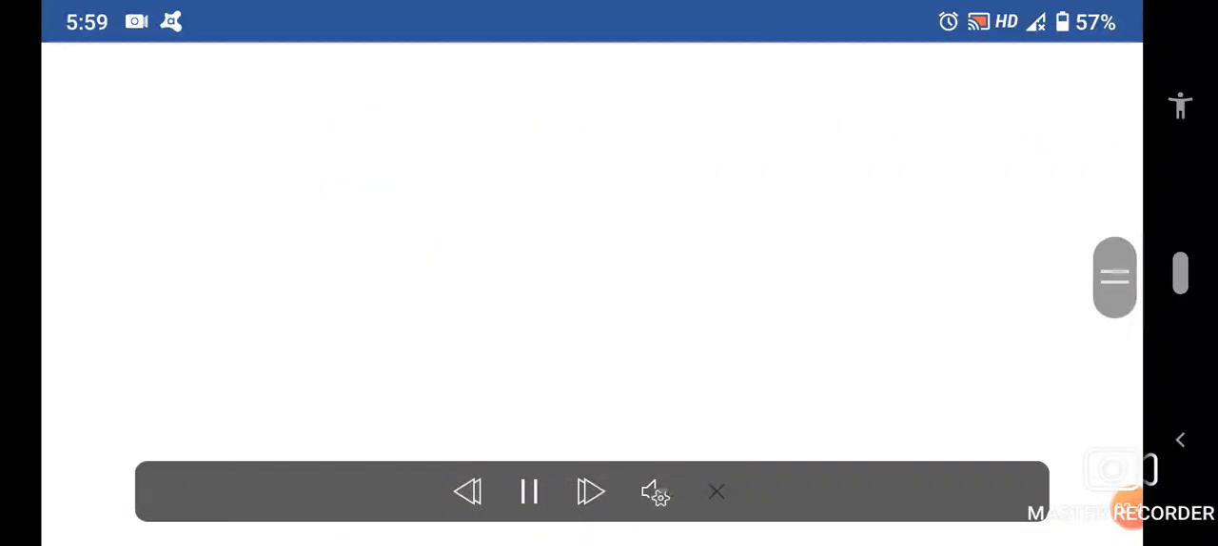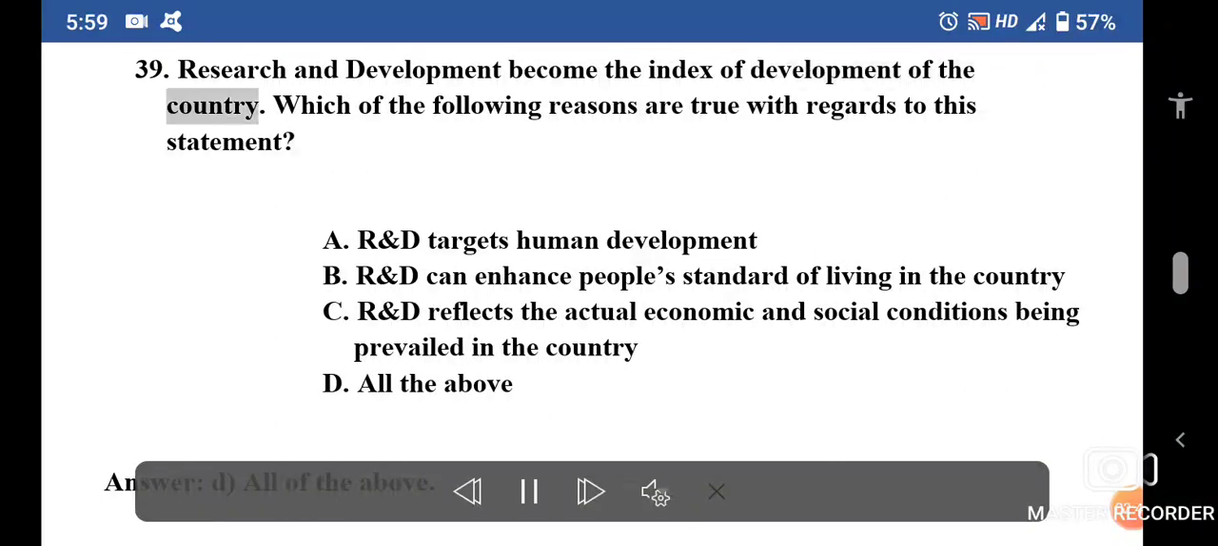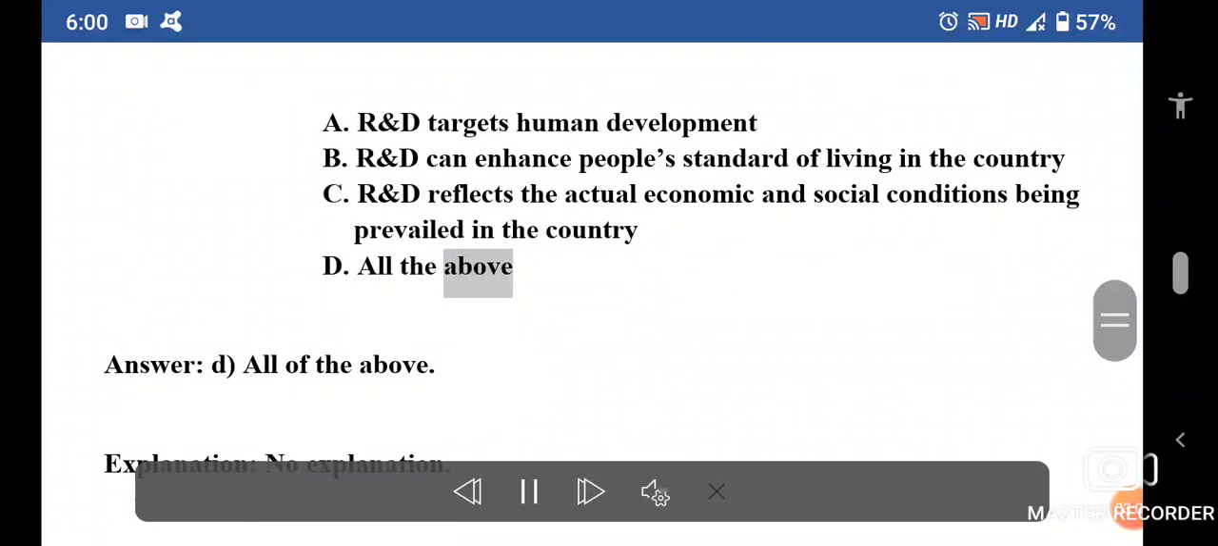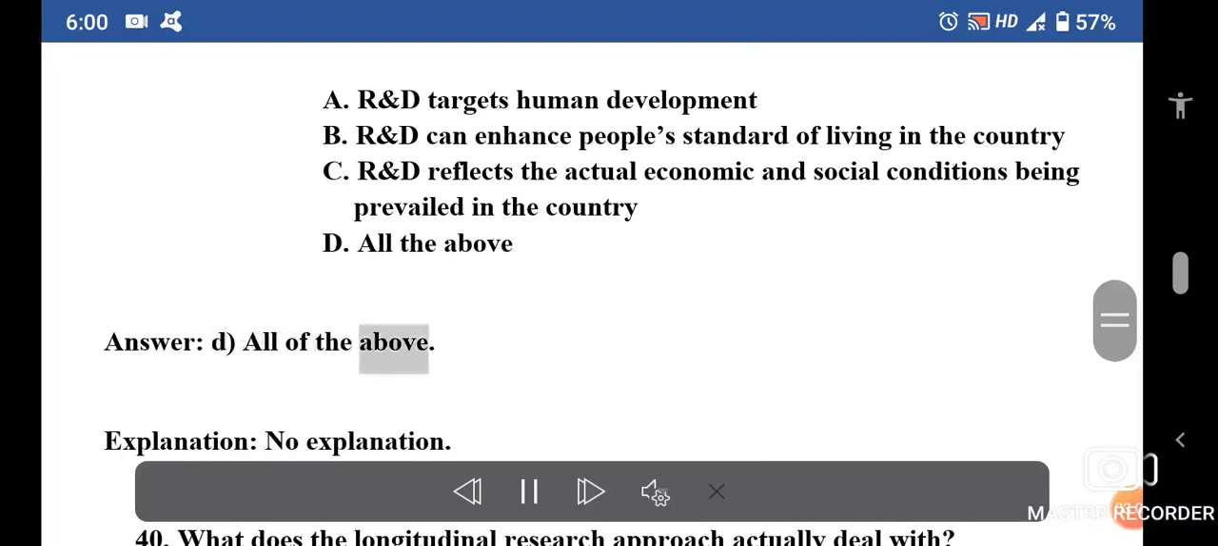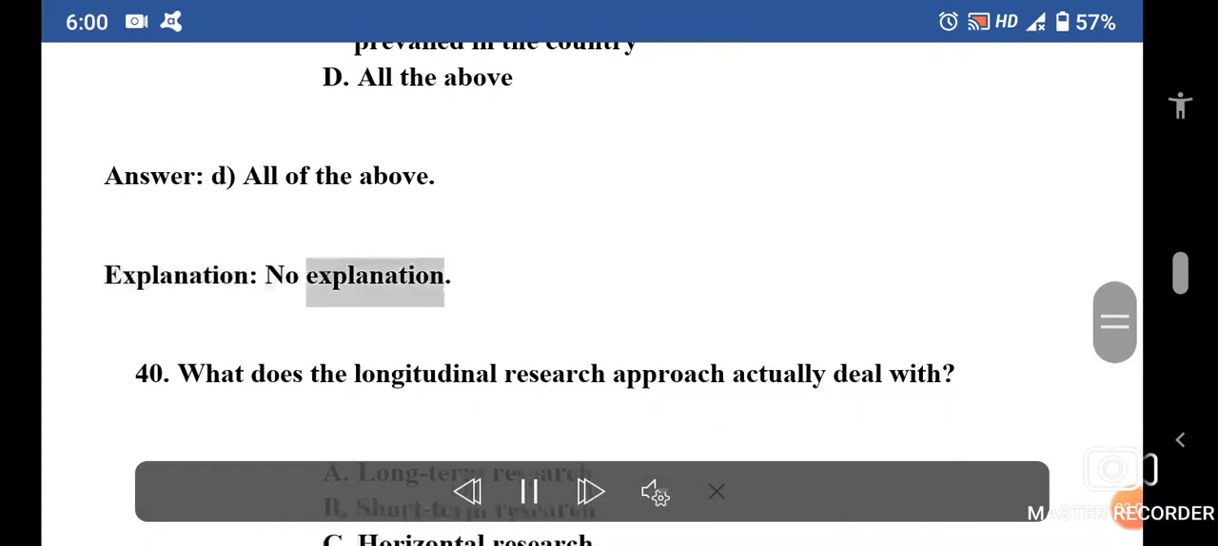Research and development become the index of development of the country. Which of the following reasons are true with regards to this statement? R&D targets human development. R&D can enhance people's standard of living in the country. R&D reflects the actual economic and social conditions prevailing in the country. All of the above. Answer D. All of the above. Explanation: No explanation.